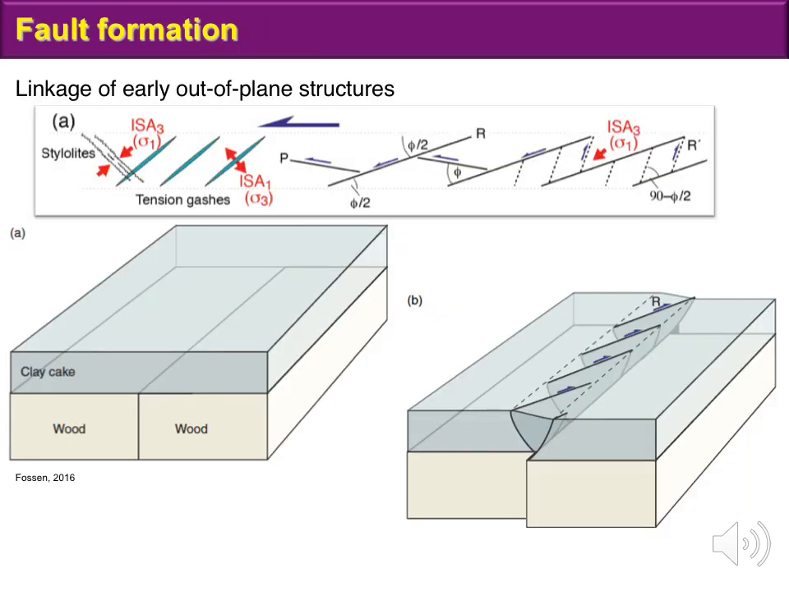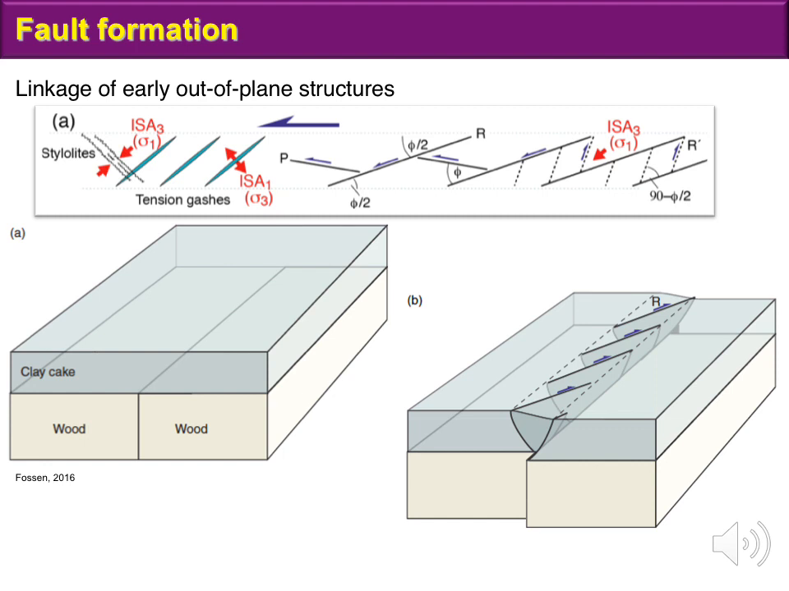Then we're going to talk a little bit about how faults form. There is a classical way of illustrating that, the layer cake, or the clay cake model to the left here. Clay cake put on 2 pieces of wood, and we move the wood plates and the clay deforms, but it doesn't form a single straight fault.